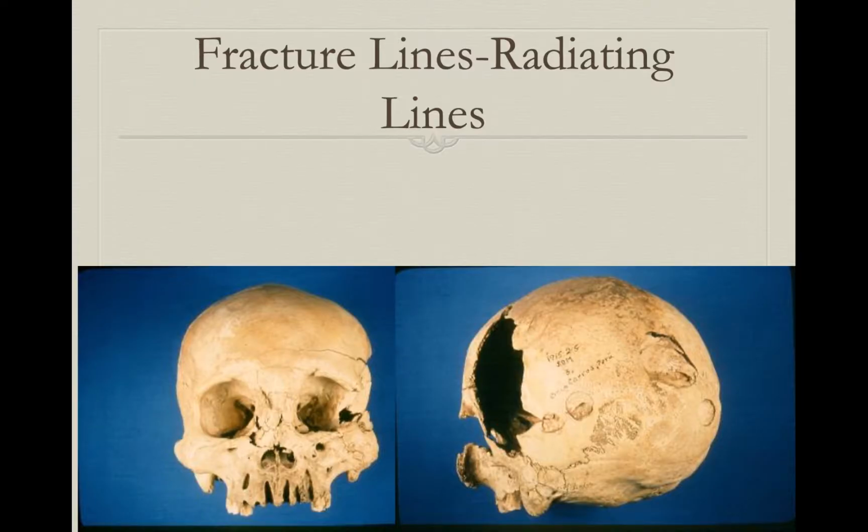Another thing we look at are what are called fracture lines. Fracture lines are going to originate at the point of impact and spread the force of the trauma through the bone. One type of fracture line is called radiating lines. These are the most common fracture lines, and they spread outward like a starburst from the applied area of force. Where all the lines intersect, or the center of the lines, is usually the place of impact.